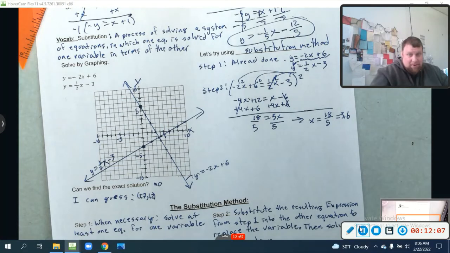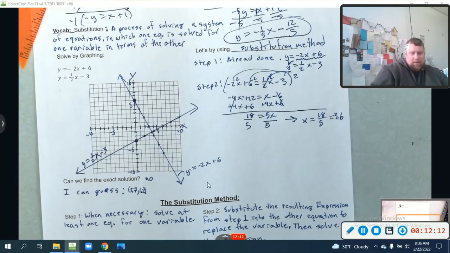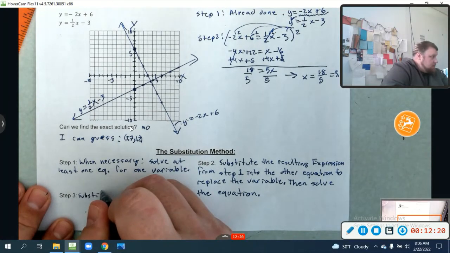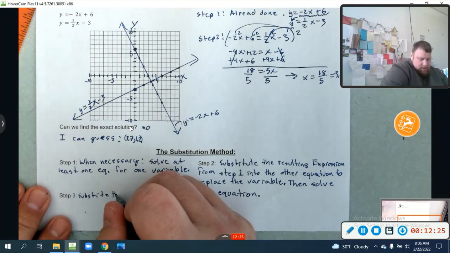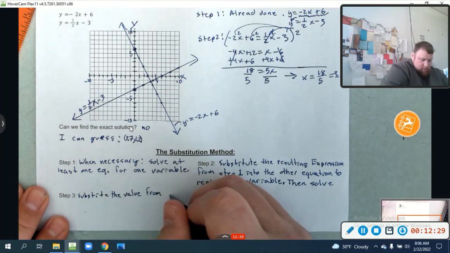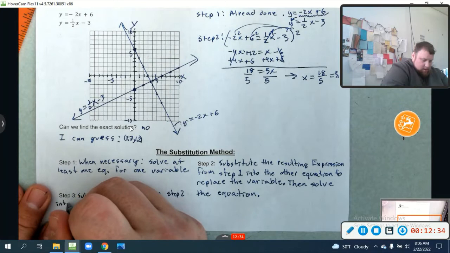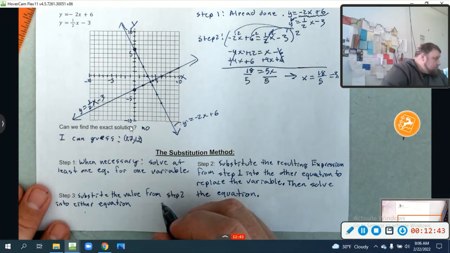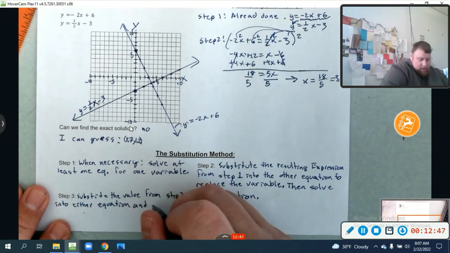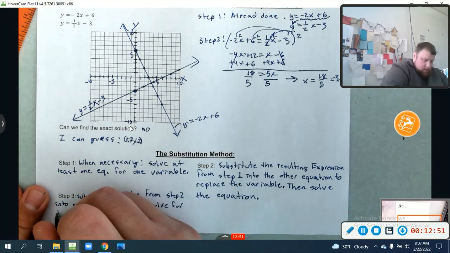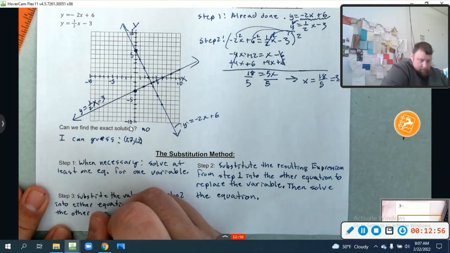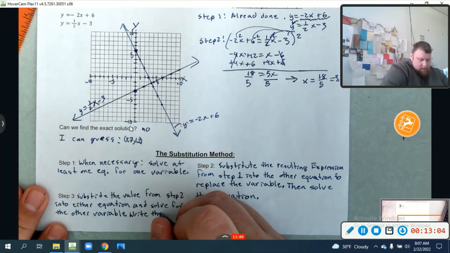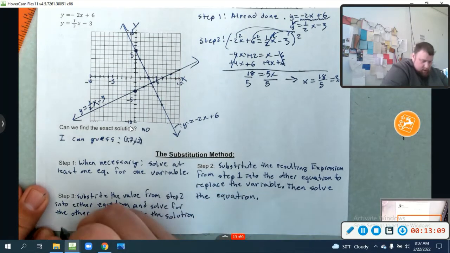Okay, let's take that for what it's worth. Now, on to step 3. Again, pause this if you need to. Step 3 says substitute the value from step 2 into either equation and solve for the other variable. Write the solution as an ordered pair.